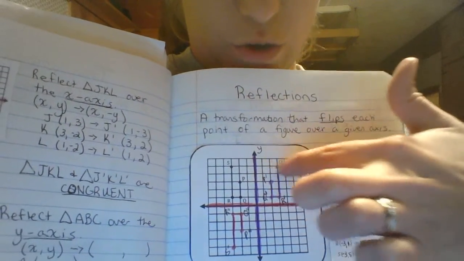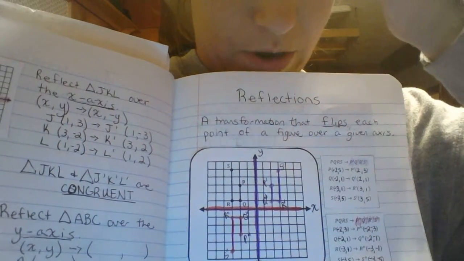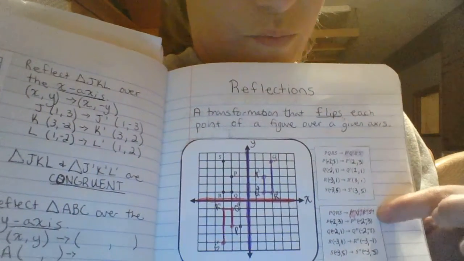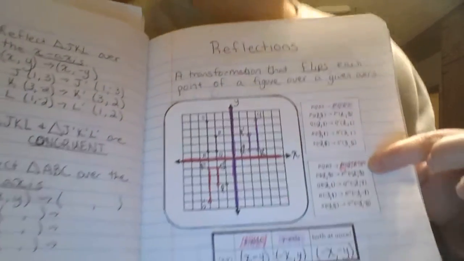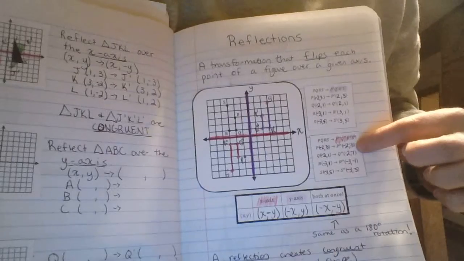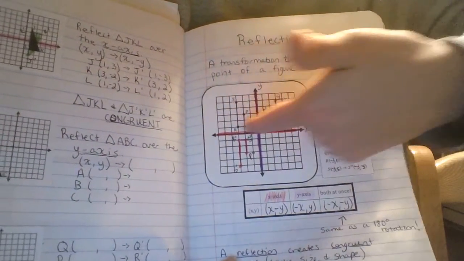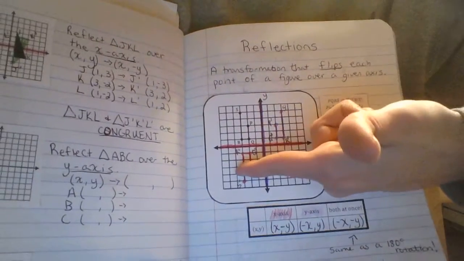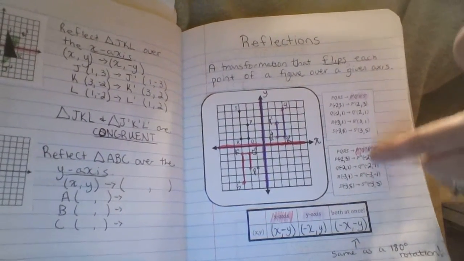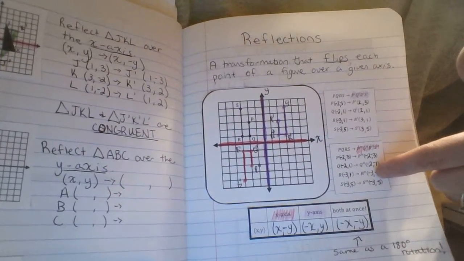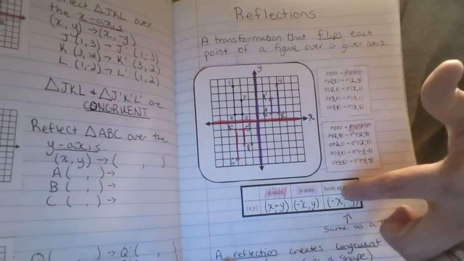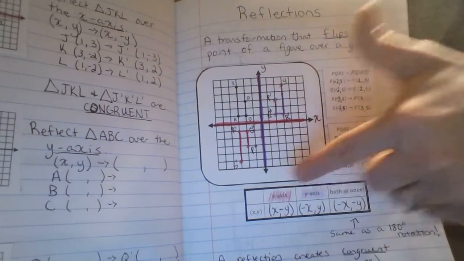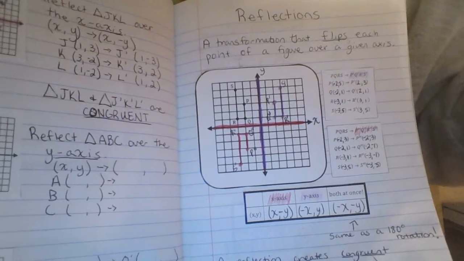So here's our new P prime, Q prime, R prime, and S prime. Then in red, you're supposed to reflect over the x-axis. So I highlighted the x-axis in red, and then we flip it down here. I put my points for that right here. Okay, down here at this little chart then, red for the x-axis, purple for the y-axis.